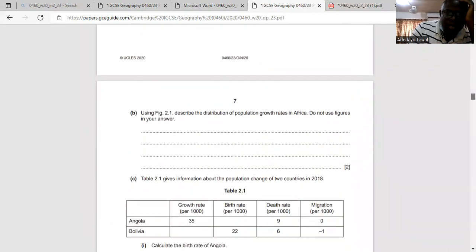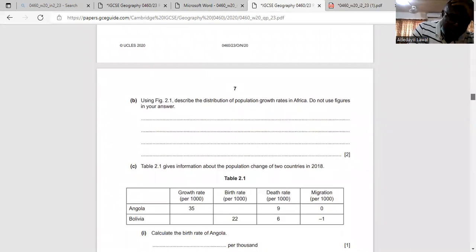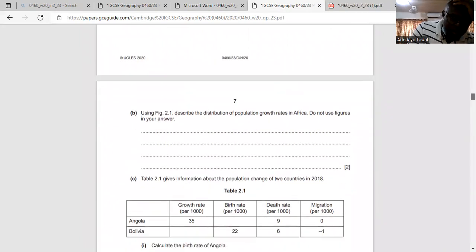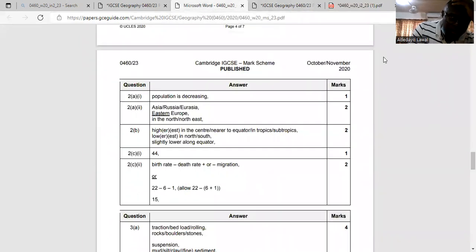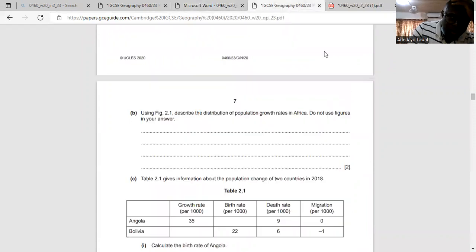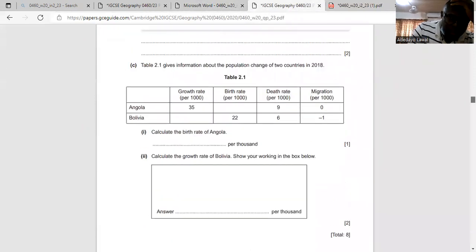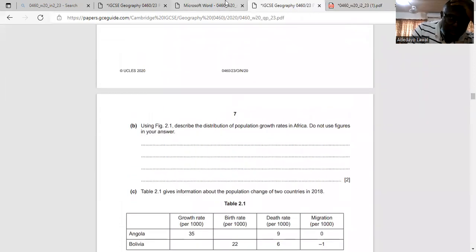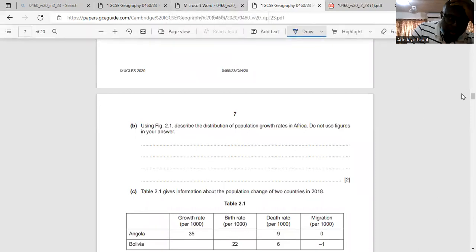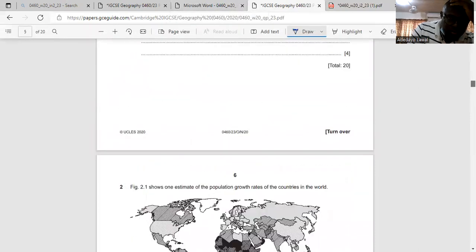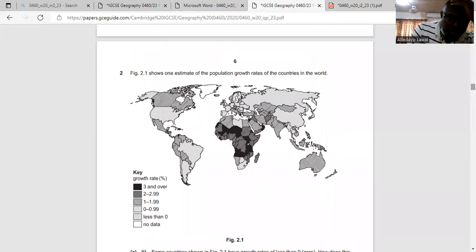Using figure 2.1, describe the distribution of population growth rate in Africa. Do not use figures in your answer. Okay, so they just want you to say what is the distribution of growth rate in Africa. Oh, sorry. So how can you describe the growth rate in Africa?